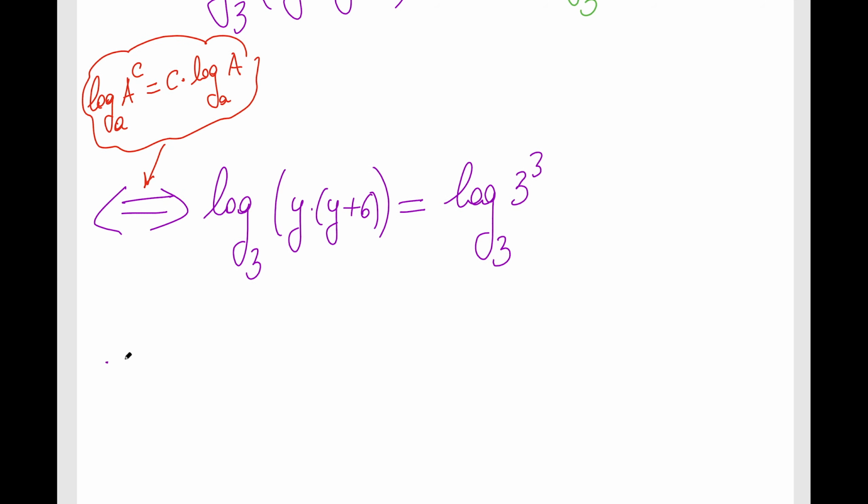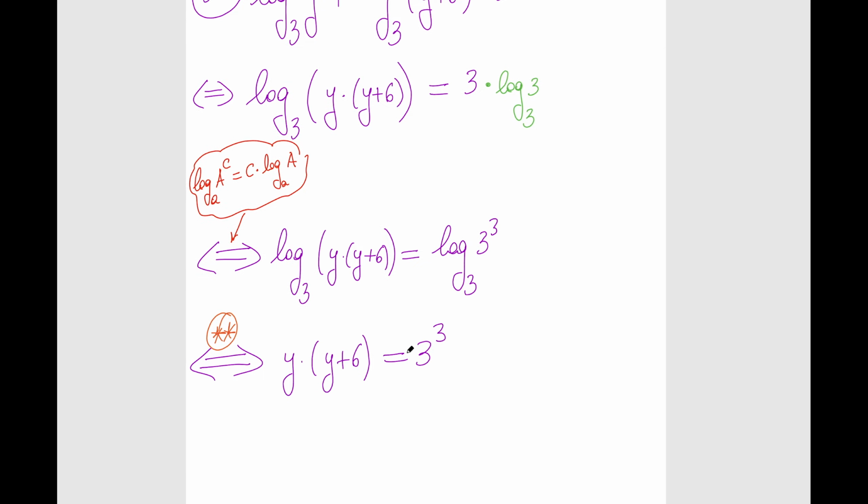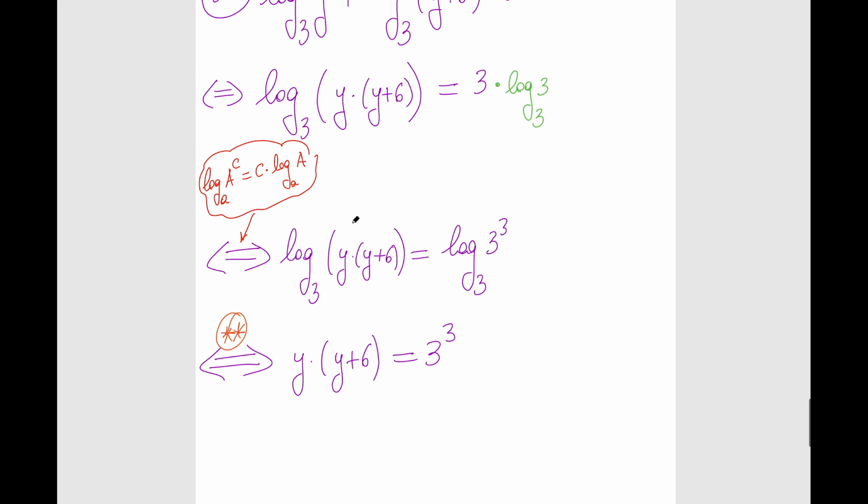And then at this point double asterisk applies. So at this point double asterisk applies, and what do we get? We get that the two arguments must be the same, and this is equivalent. We get that y times y plus 6 must be 3 cubed. Correct? Let me show you a different way to pass from this stage to the next stage.